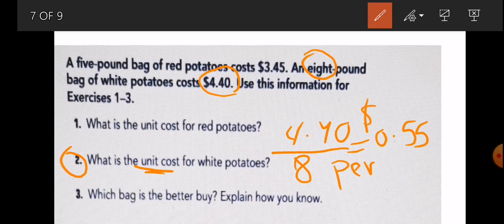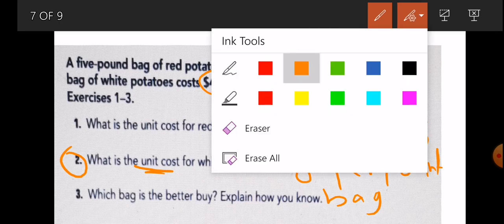What is the item that we're buying? Pound, bag, and you can complete, I don't have a space here, of the white potatoes. Clear, the unit cost for the white potatoes? Okay, let's erase it.